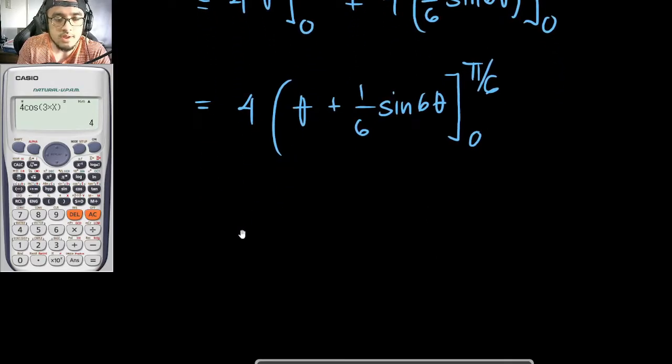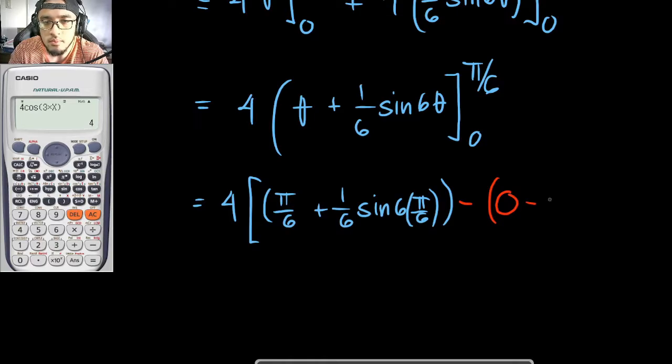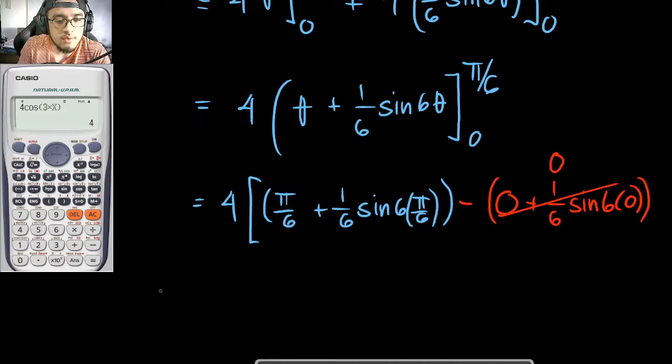So substitute pi over 6 here. That is equal to 4 times pi over 6 plus 1 over 6 sine 6 times pi over 6. This is for the upper limit. Then you must subtract the lower limit, so minus 0 plus 1 over 6 sine 6 times 0. This is basically 0. So solving for this one right here would give you the answer of A1.